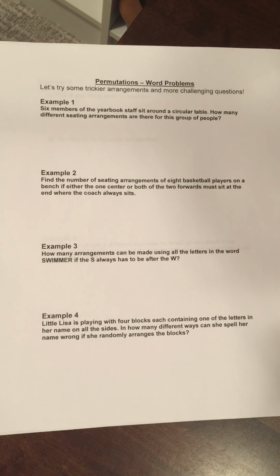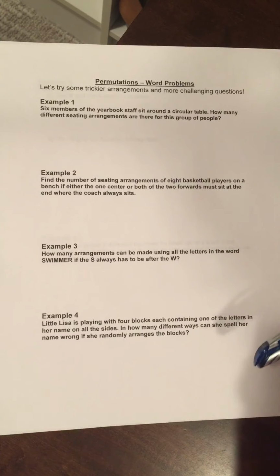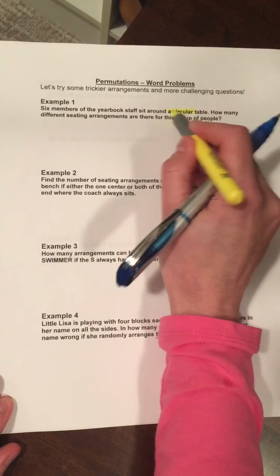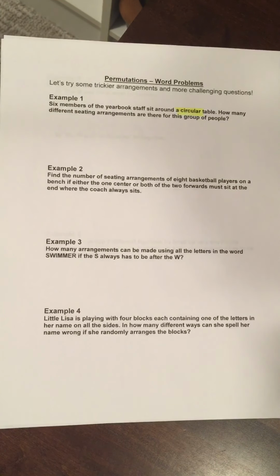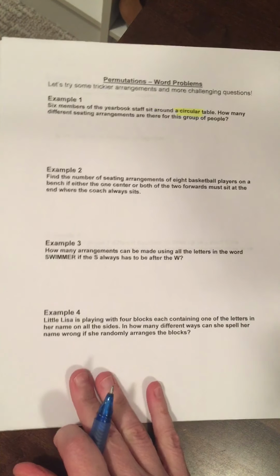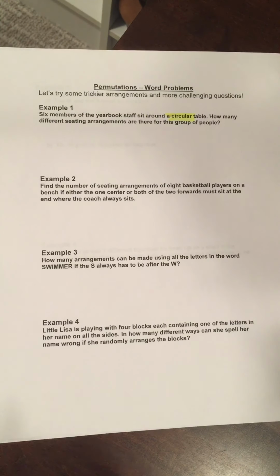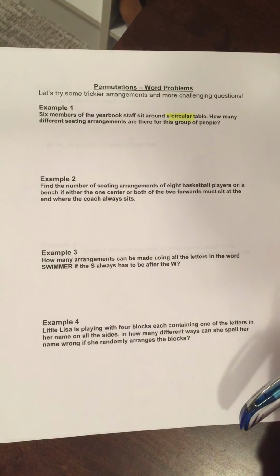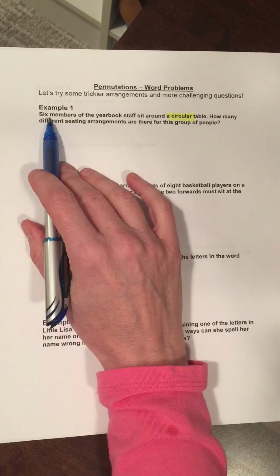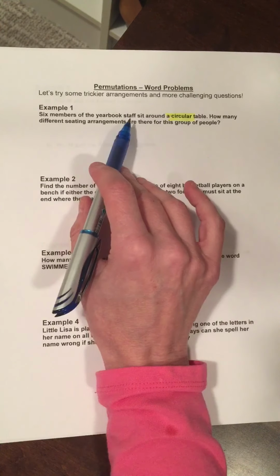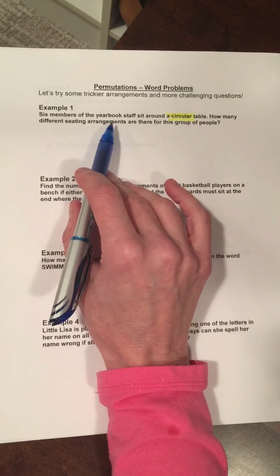So the first one says, 6 members of the yearbook staff sit around a circular table. Kind of different. Let me explain why. How many different seating arrangements are there for this group of people? So the 6 people, that's not different at all. The word arrangements is not different.